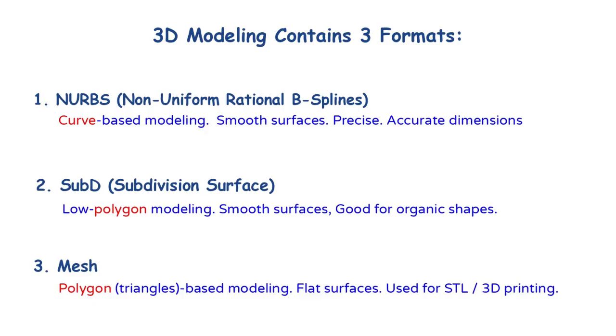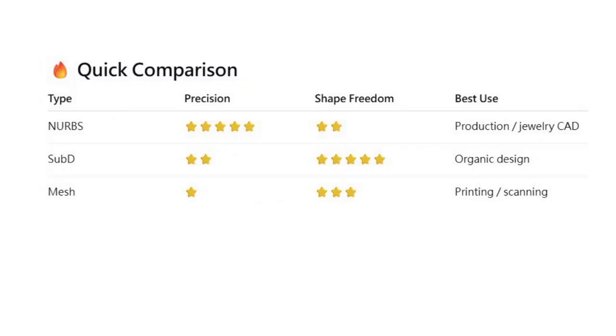The second is SubD. SubD is not very precise, so sometimes we need to convert it to Nurbs later, but it's great for organic design like animals and flowers. The next one is mesh. Mesh is usually made of triangles. It's mostly used at the final stage for STL files, which are used in 3D printing or 3D scanning. We don't really use mesh when we are creating an object.